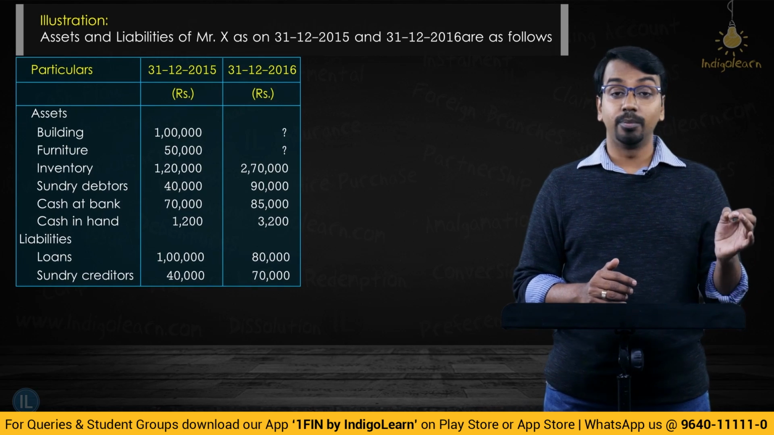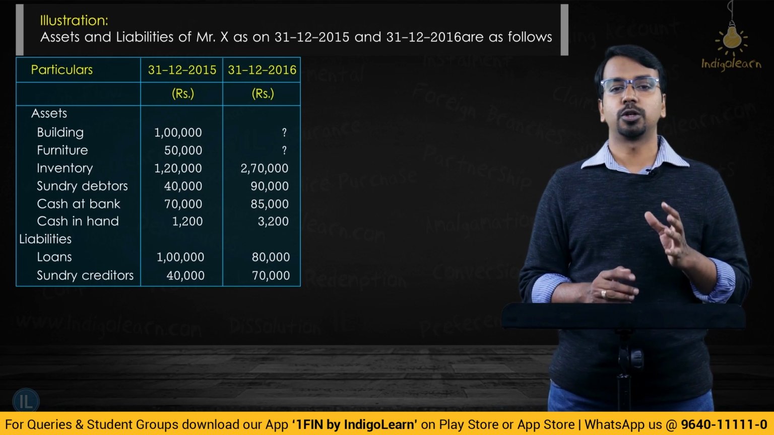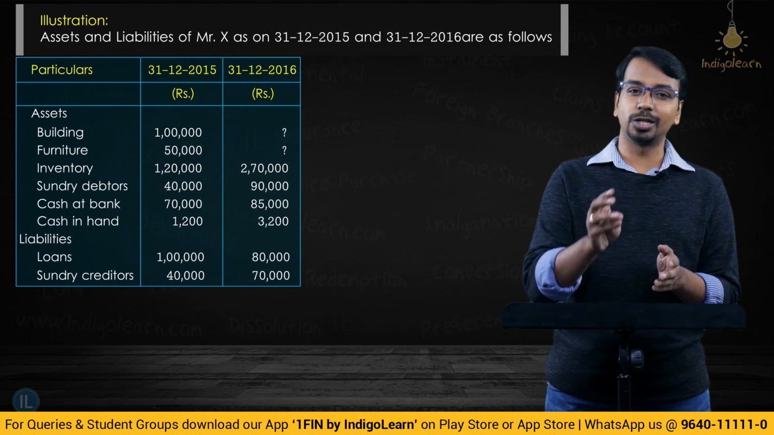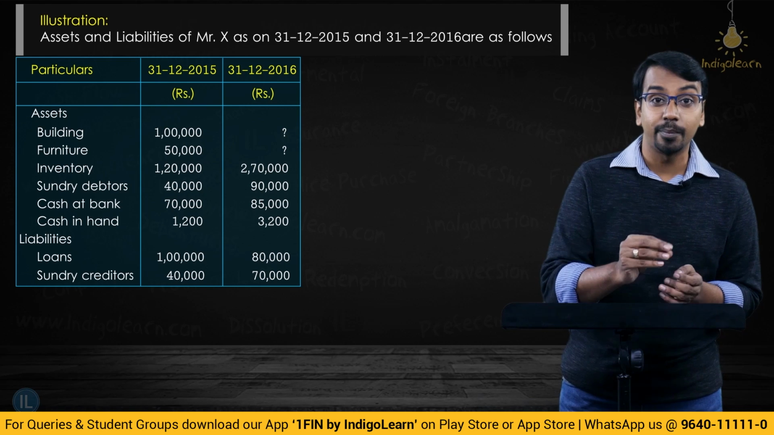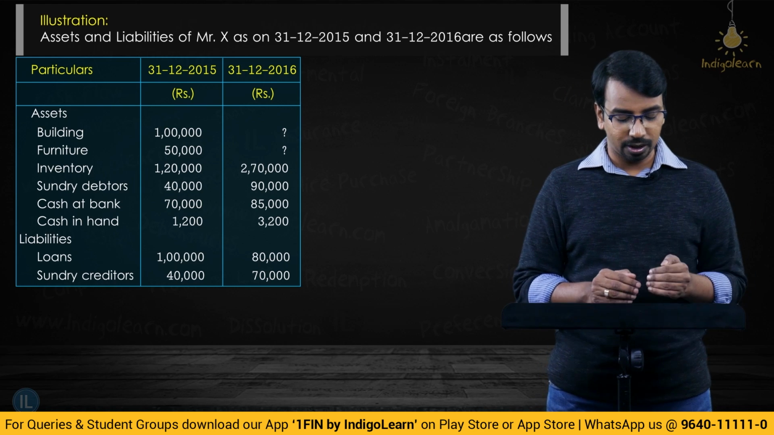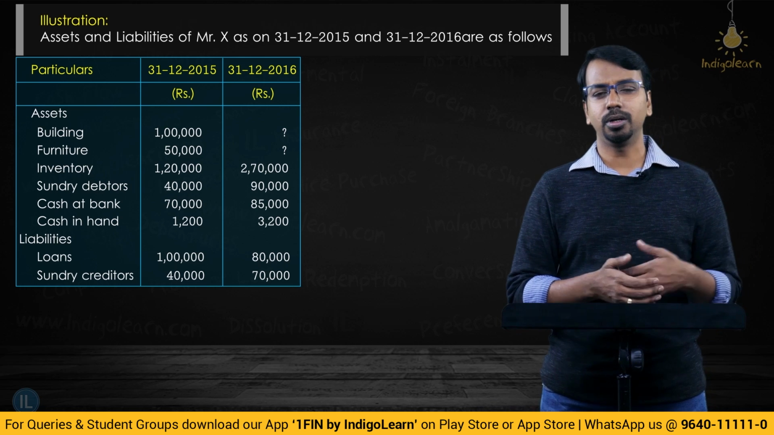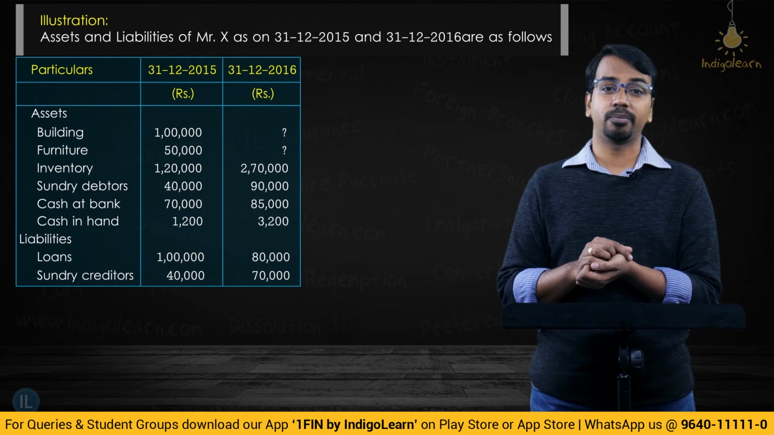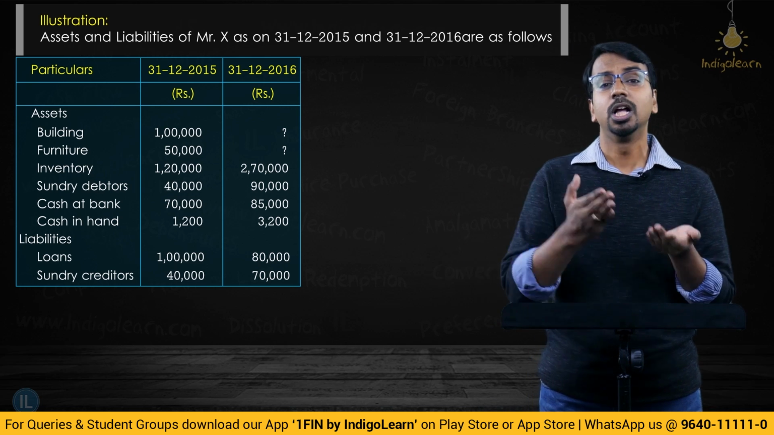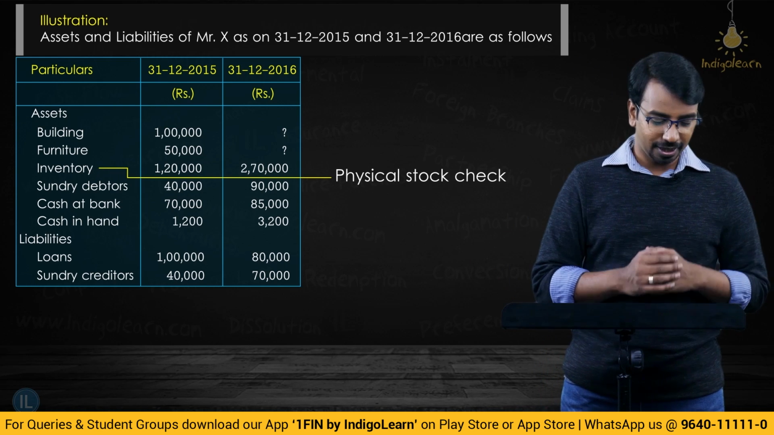Under assets you have building. For year 1 it is 1 lakh. For year 2 there is a question mark, which means we have to find out. That is what is incomplete, that is what is missing. Then you have furniture 50,000, inventory 1,20,000 and 2,70,000. How do we get this inventory number? Go and do a physical stock check, right? If records are not available, go and do a physical stock check. You will be able to figure out what is the inventory value.